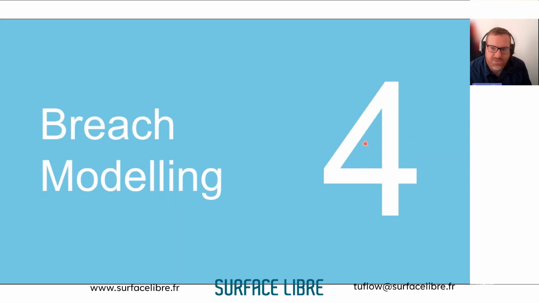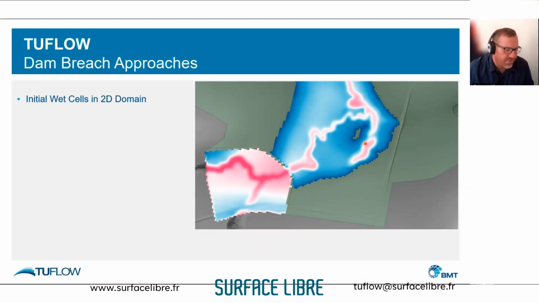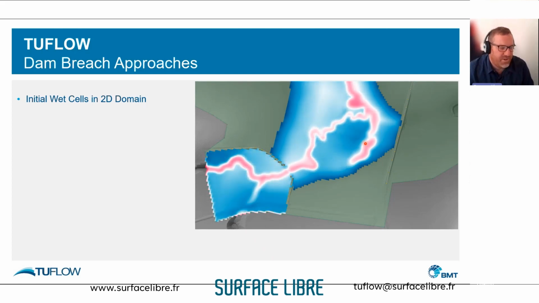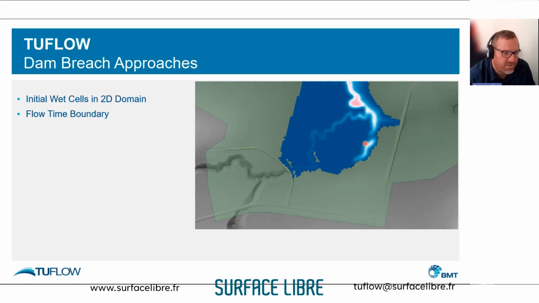But finally, just on breach modeling, a couple of different ways of doing this. The first, which we quite commonly use in benchmarking tests, for instance, is just to have initial wet cells in the 2D domain. You just have a water level set, and that gives you that initial wall of water that we just let go within the 2D domain. Another approach is you calculate what the breach hydrograph would be and apply that as a flow time boundary.